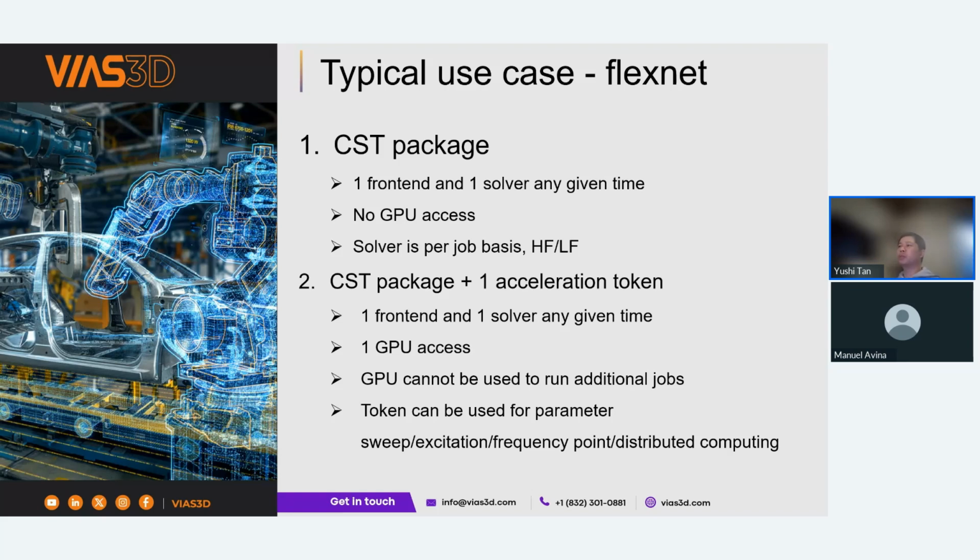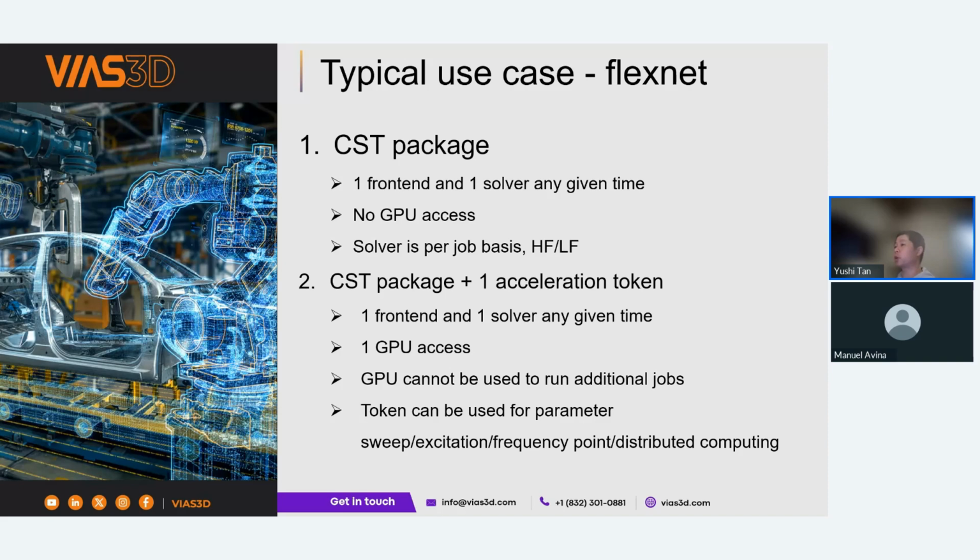Now, the GPU cannot be used to run additional jobs. That is the sole purpose of a GPU acceleration token, or I should say acceleration token in general. Now, you can use the acceleration token to run parallel jobs. So let's say you want to do a parameter sweep or optimization or distribute the frequency points when it comes to a frequency domain solver, solving multiple frequency points at the same time. You can use these acceleration tokens to do that.